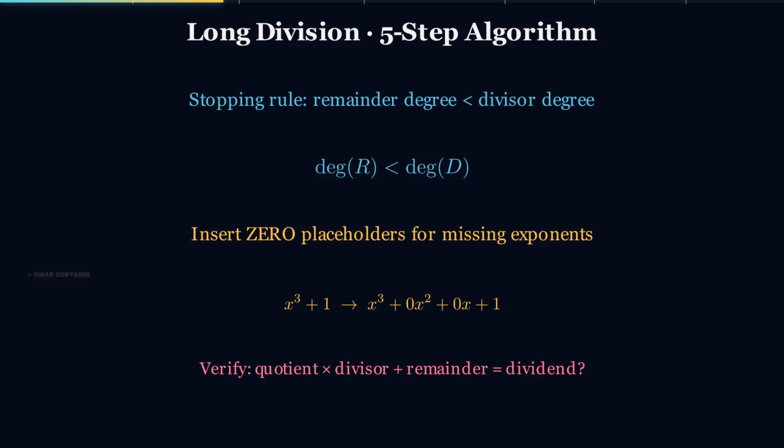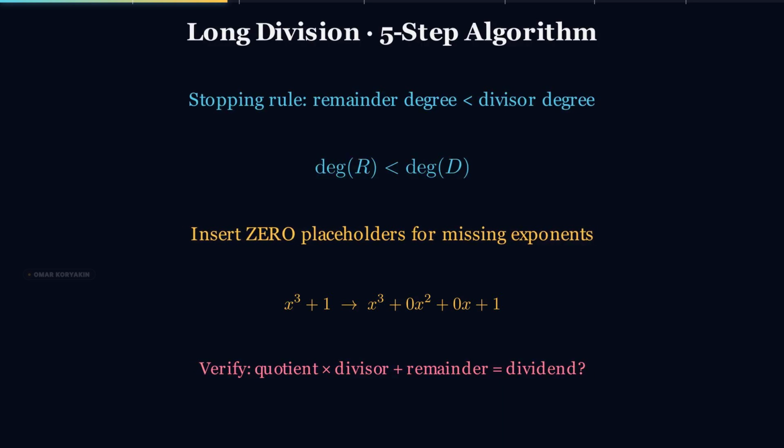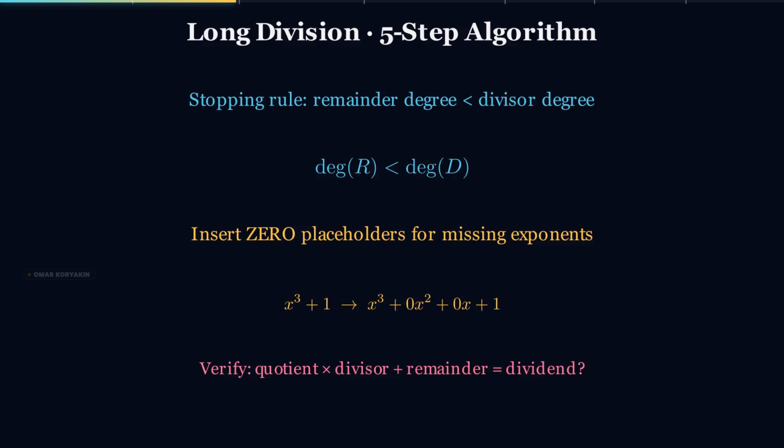Stopping rule: the algorithm terminates when the remainder degree is strictly less than the divisor degree. At that point, the remainder cannot be divided by the divisor any further within polynomial arithmetic. The quotient is fully constructed by then, and the remainder sits at the bottom of the work. Today we drill the algorithm on 2 worked examples and lock in the mechanic for the rest of section 7.